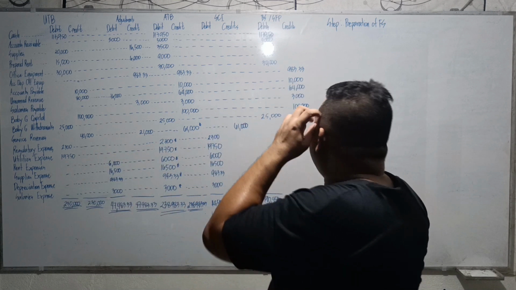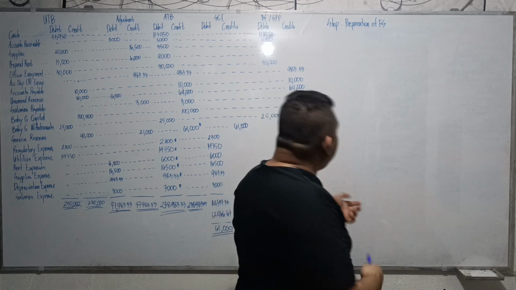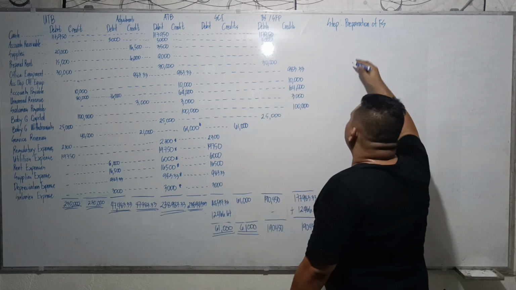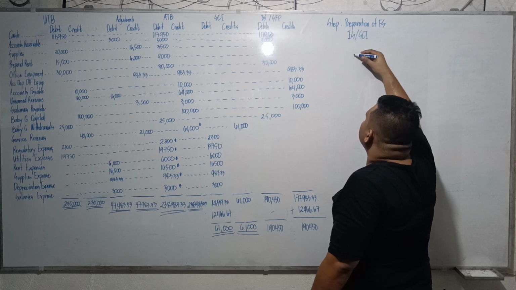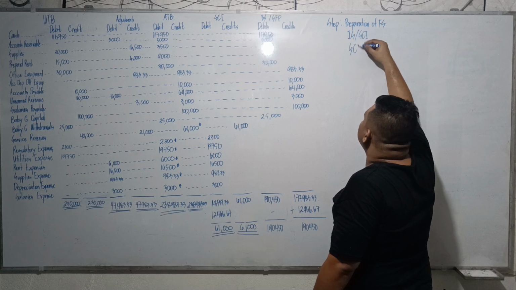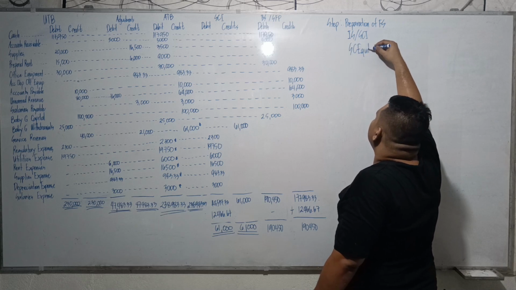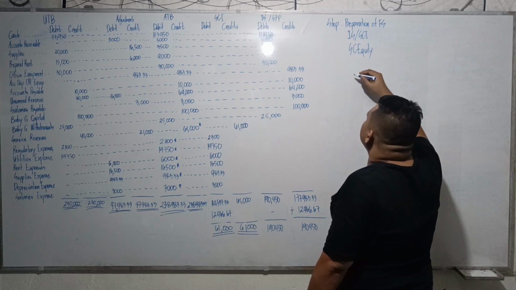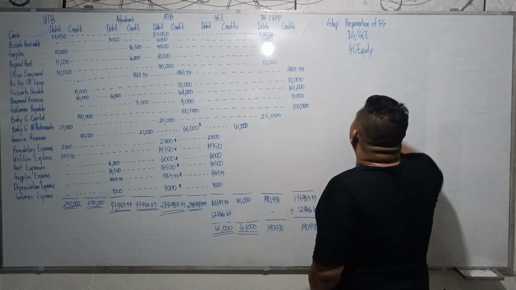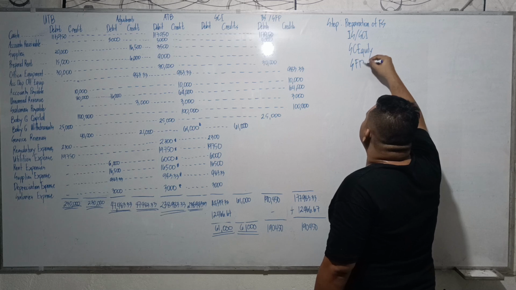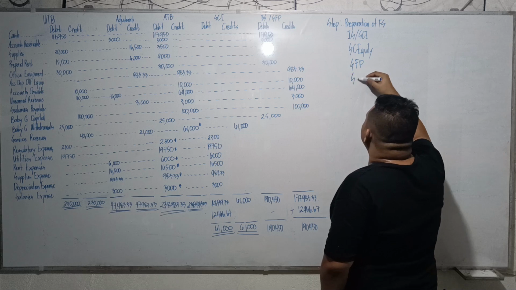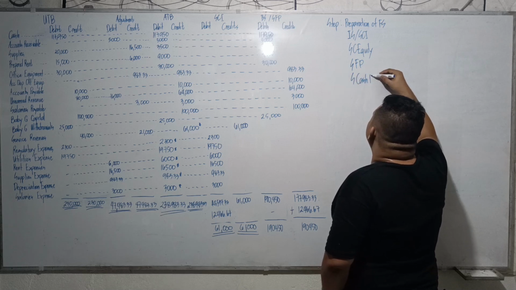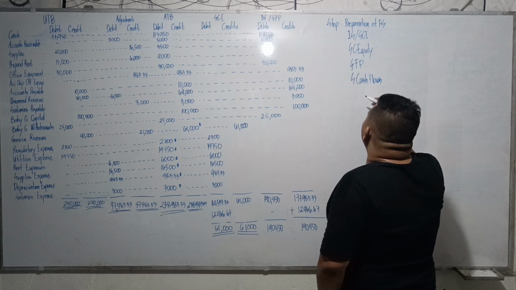Okay? Now, let's go to preparation of FS. Actually, there are 5 financial statements. We have the income statement or the statement of comprehensive income. We have the statement of changes in equity or the capital, statement of changes in capital. And we have, of course, the statement of financial position. And lastly, we have the statement of cash flows. That's the 4th one. And the 5th one is the disclosures.